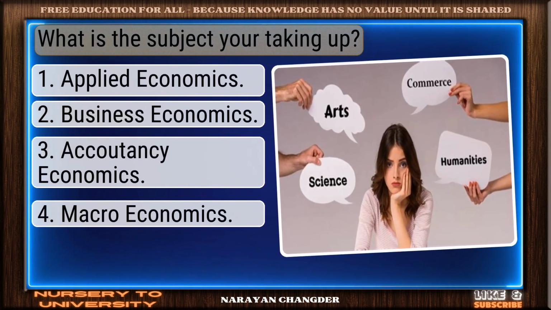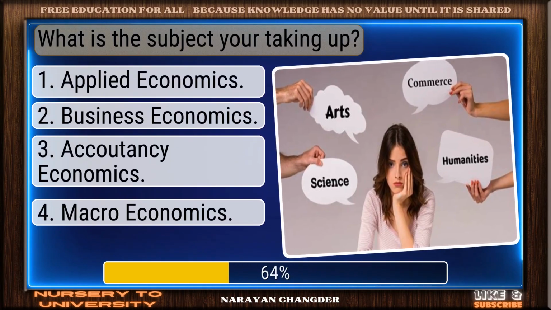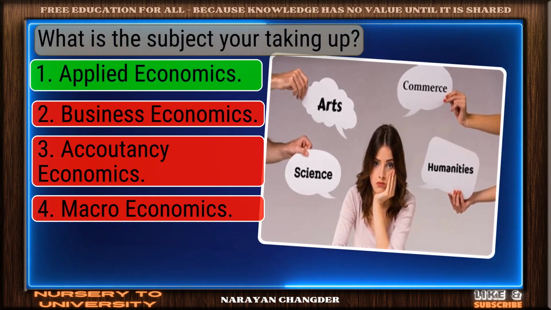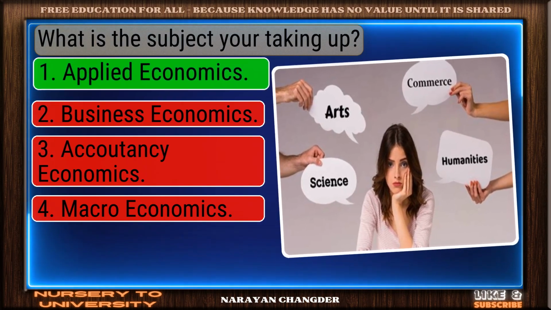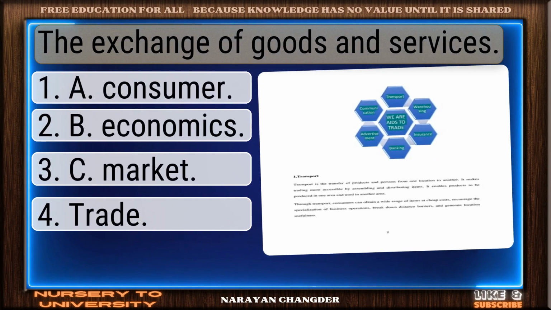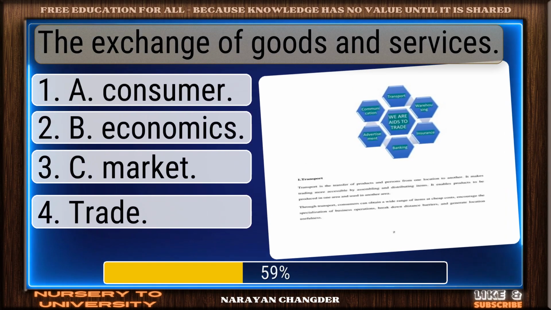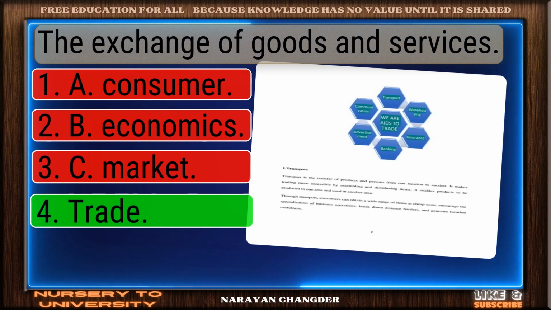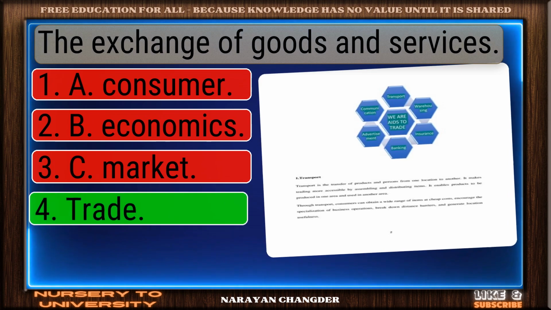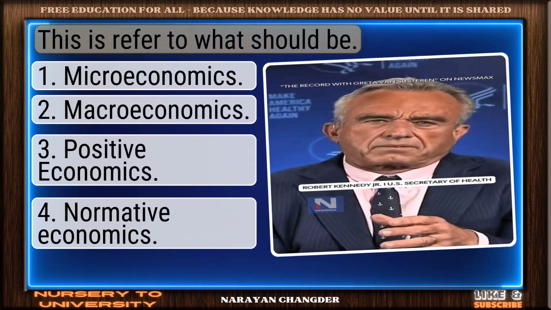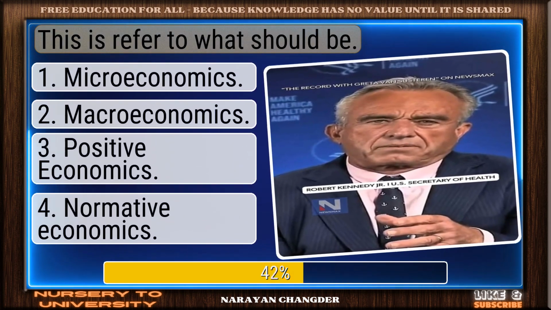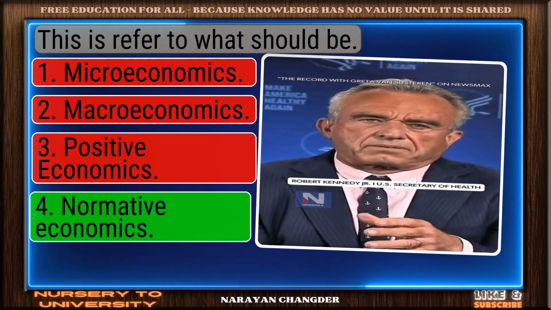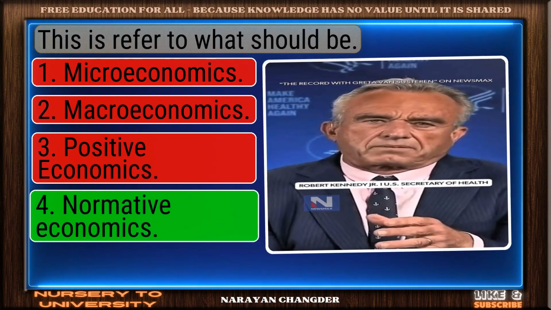What is the subject you're taking up? Right choice. Applied economics is the best answer. The exchange of goods and services. Nice selection. Trade is the correct and valid answer. This refers to what should be. Excellent. Normative economics is a brilliant choice.